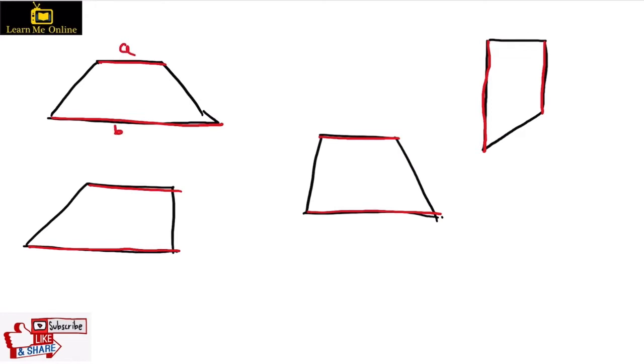No matter which you take as a or b. So maybe in this one, I'm taking a here, b here. A is this, b is this, a is this, and b is this. Now, the other thing that we need to know is the perpendicular height. So this is h, this is h. In this shape, h is here. And in this shape, what do we see? That between the two parallel lines, the straight line connecting them is the height.